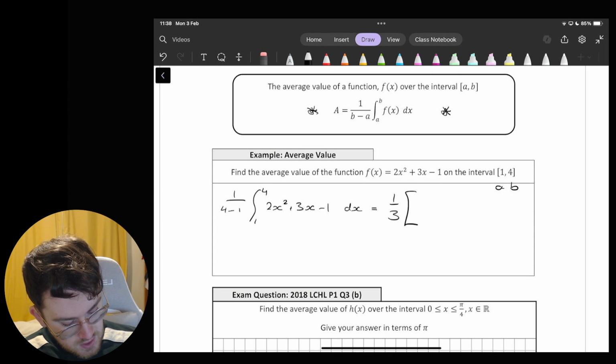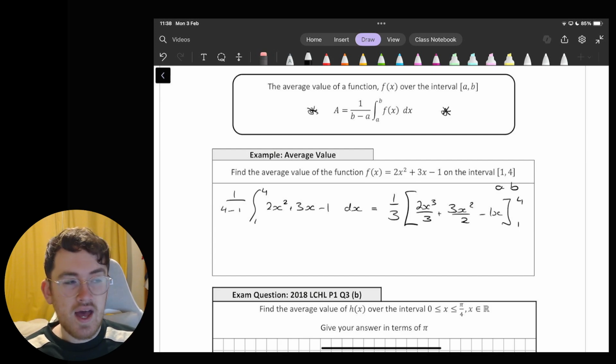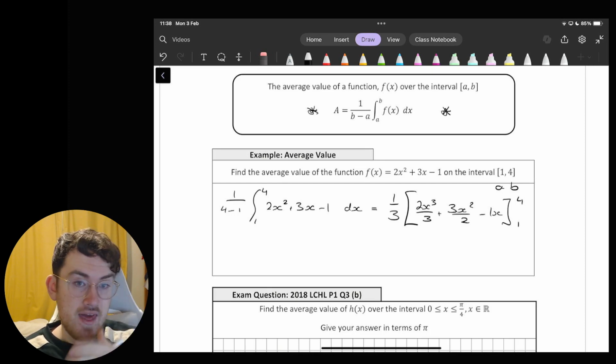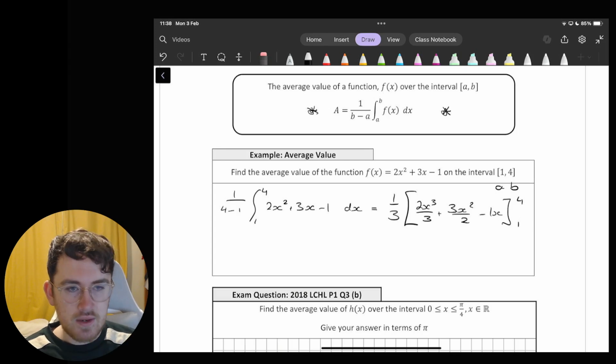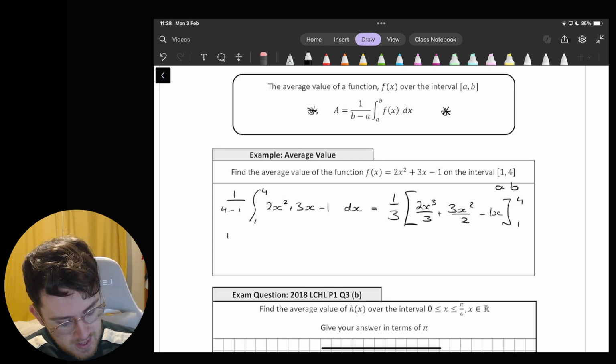So that is 2x cubed over 3 plus 3x squared over 2 minus 1x, to be evaluated at 1 and 4. Sometimes what comes in here is just being very careful about how you lay everything out. The third here is going to be multiplied by the overall answer. You could do the integral first and then multiply it by the 1 over b minus a if that keeps things cleaner for you. It'd be completely up to you. So let's go with both of these.